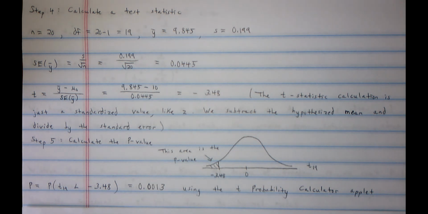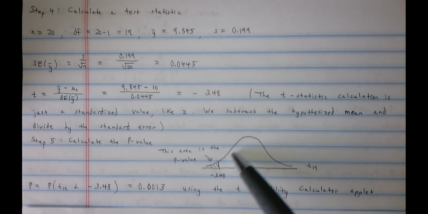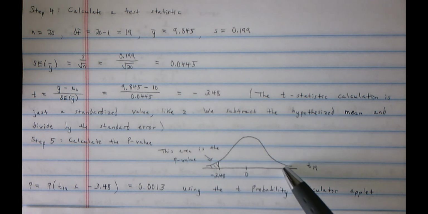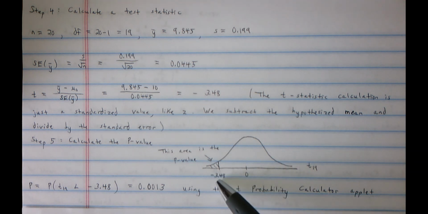Step 5 is to calculate the p-value. And you see here I've sketched the t-distribution curve corresponding to 19 degrees of freedom. So I've labeled it t sub 19. It resembles the standard normal curve. Notice it's centered at 0 and is bell-shaped, but the tails are a little bit wider than the standard normal curve. So I've labeled our t statistic negative 3.48.